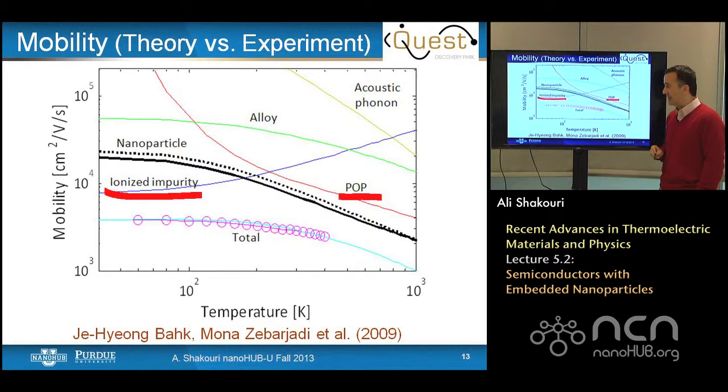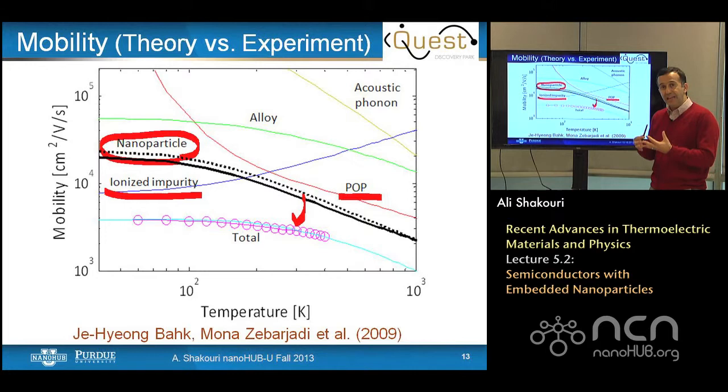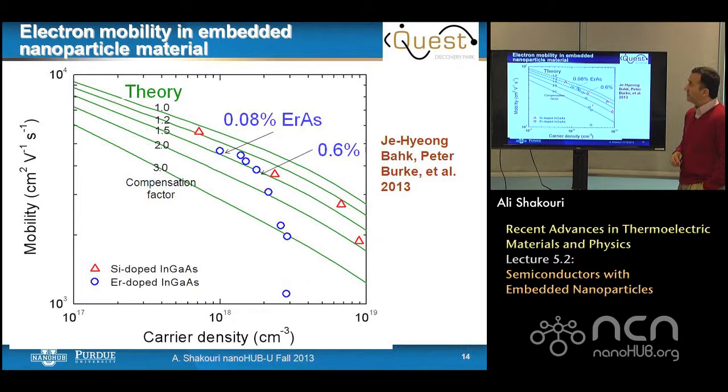What you see here is that by adding nanoparticles, at low temperature range, you don't affect electron mobility, but at high temperature range, that's what determines electron mobility and how it drops with temperature. So adding of the nanoparticles cannot be neglected from an electrical point of view, even though they are perfectly epitaxially embedded.